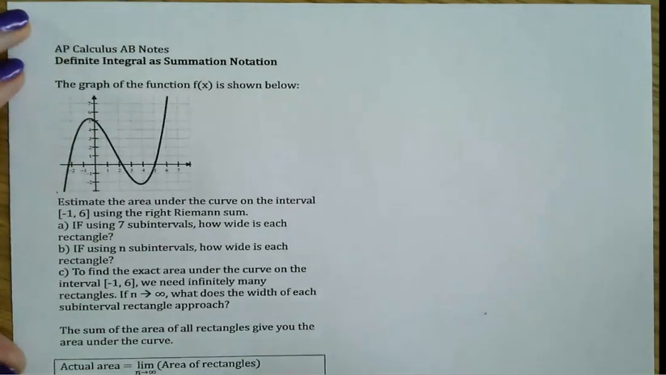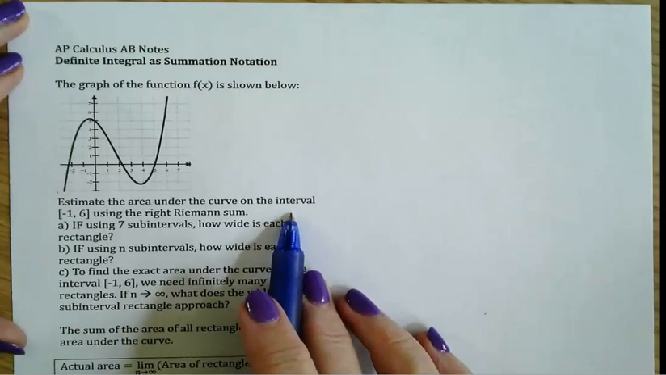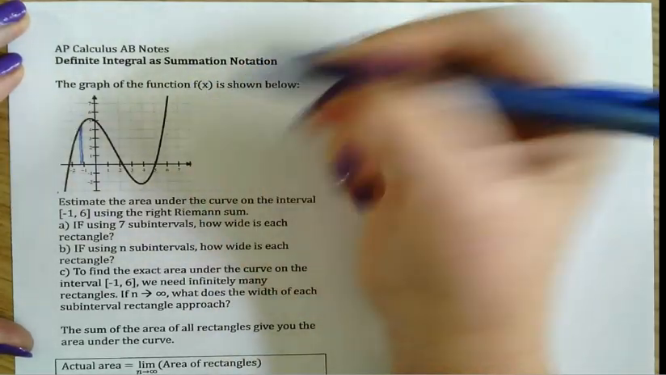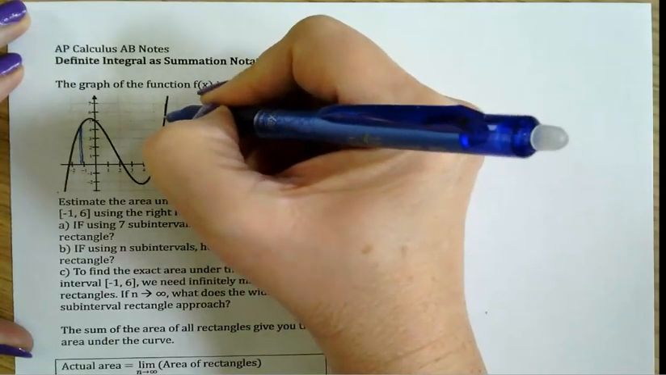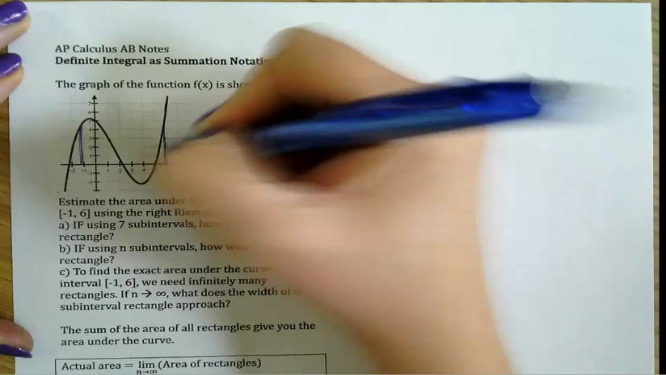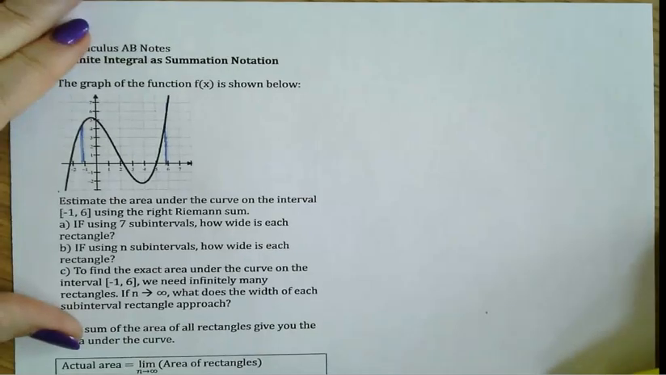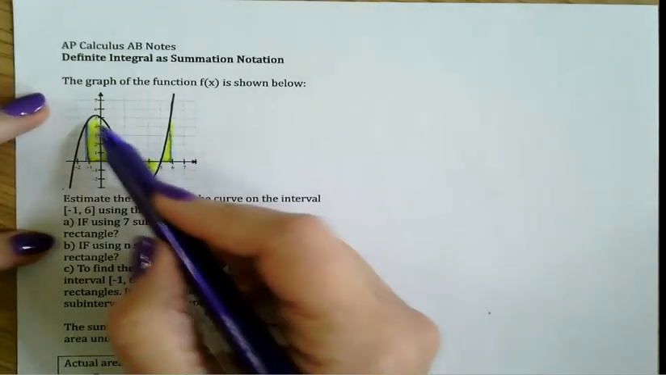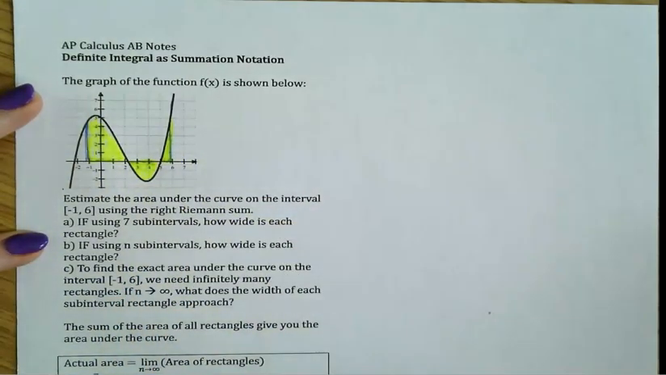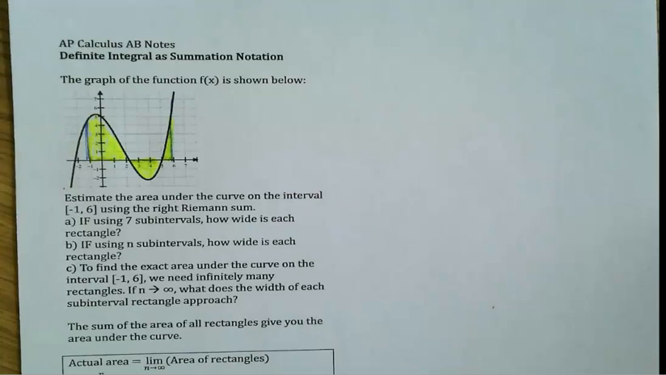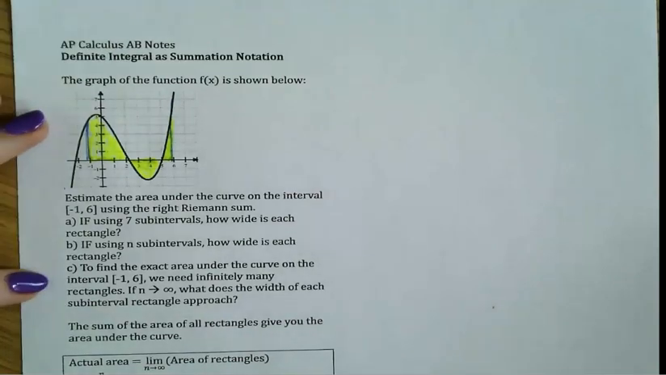So the first thing is we're going to estimate the area under this curve on the interval from -1 to 6. So that means we're going to be approximating the area from -1 through 6 right here. We can see we've got some positive areas, we've got some negative areas. Using this notation that we're going to build here, we're not going to have to worry so much about subtracting off that negative area. It's going to become part of the problem.